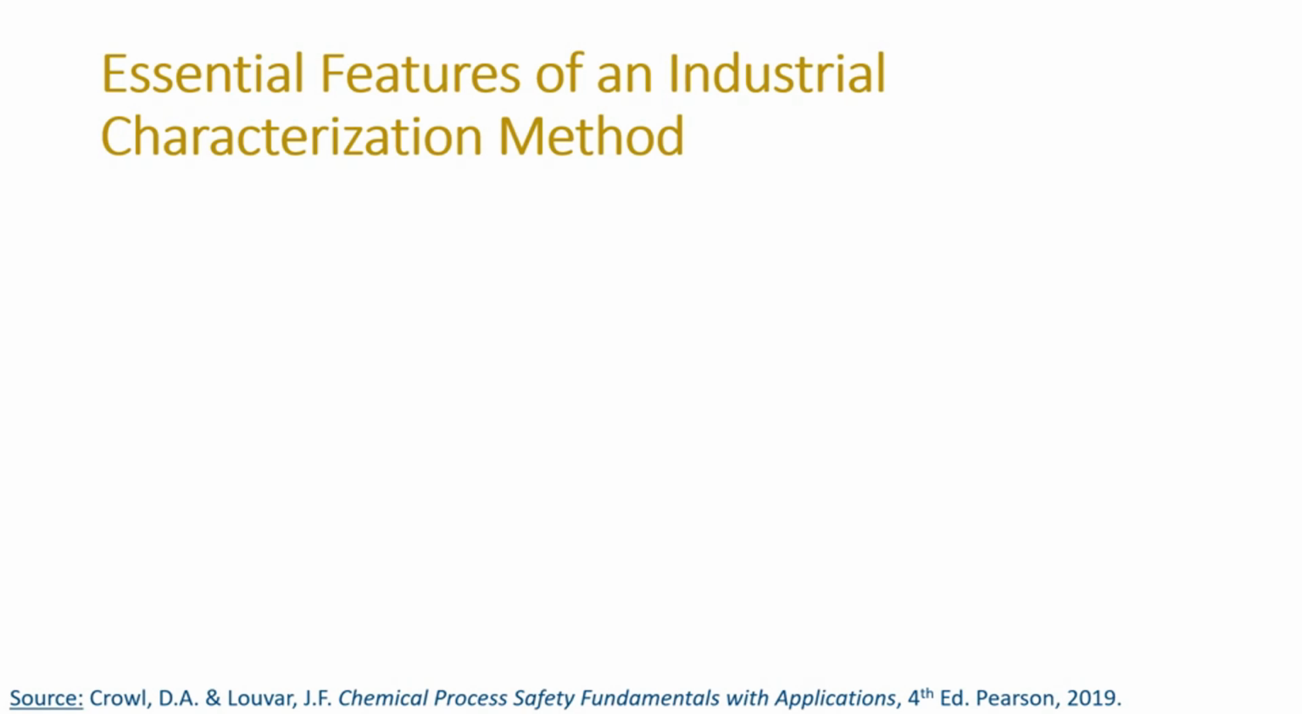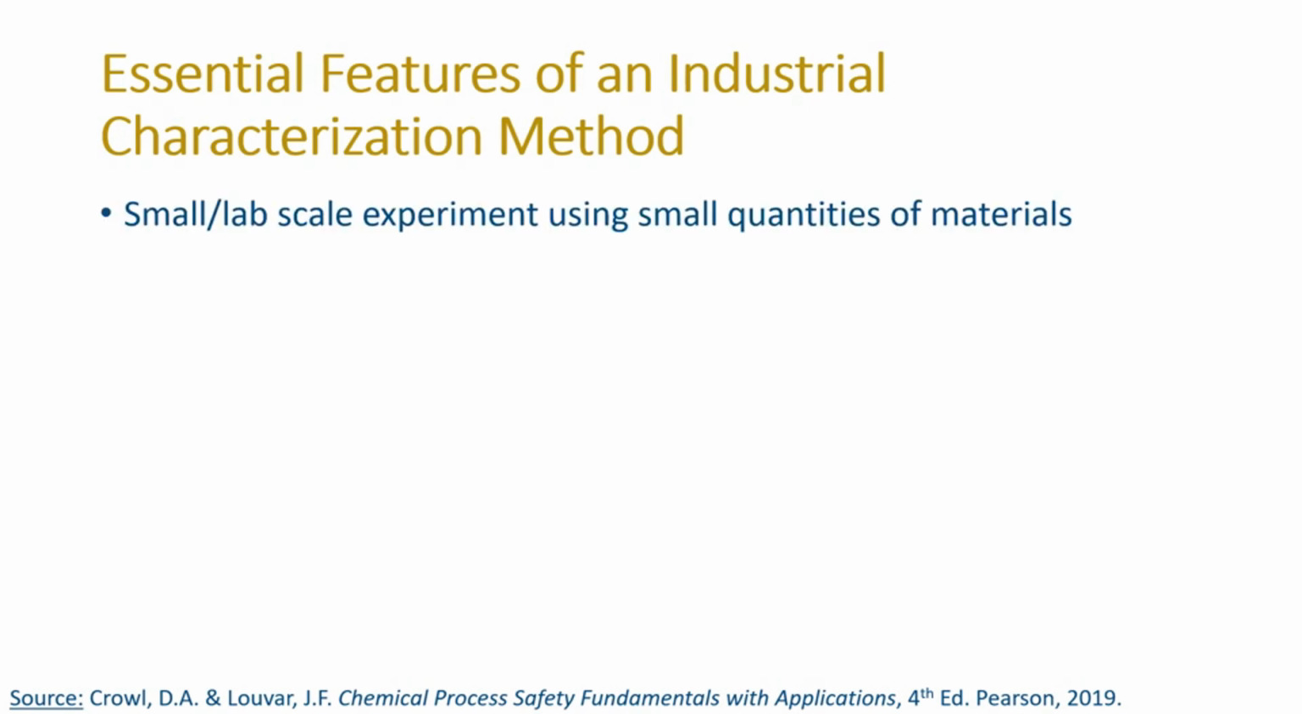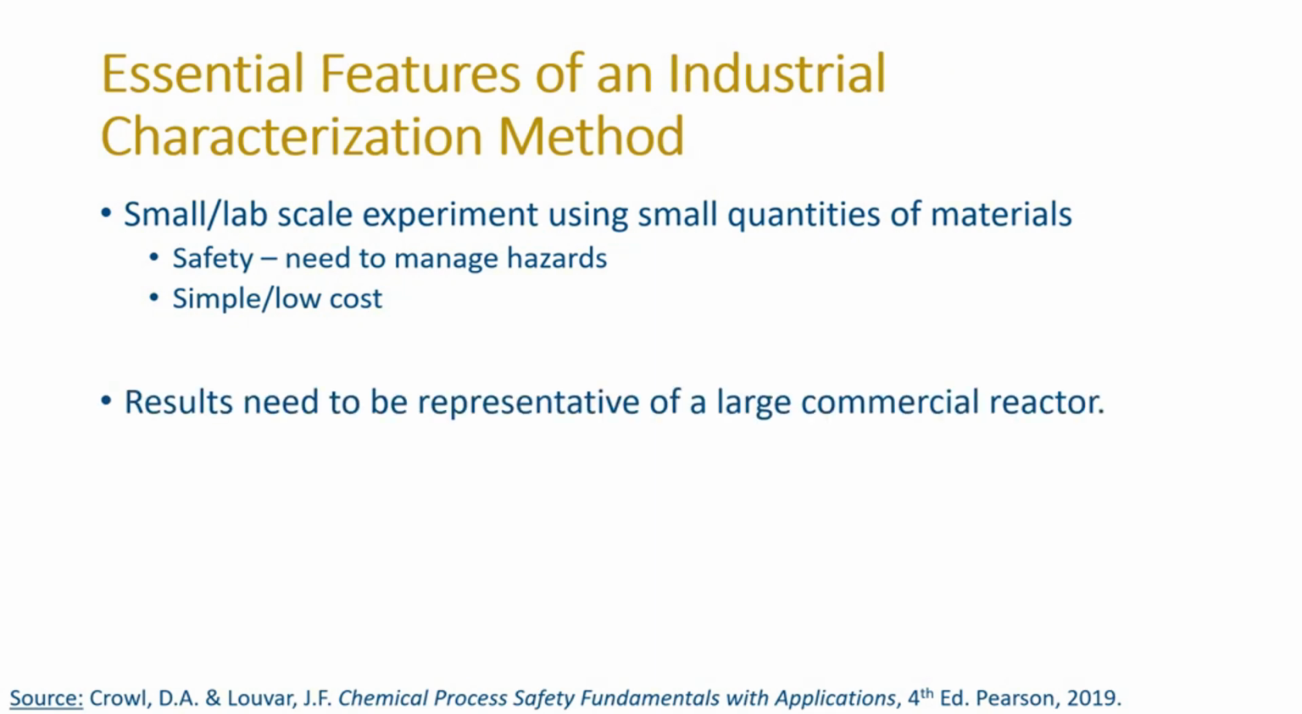So that's a lot of information that we need, and we're going to come to appreciate calorimetry studies as a way that we can answer these questions. But as we build up to that, let's first talk about what the essential features are for an industrial characterization method for chemical reactions. So what we want is a small lab-scale experiment that uses small quantities of materials. In this way, we can ensure safety so that we can manage the hazards associated with the chemistry, and is also simple and low cost.